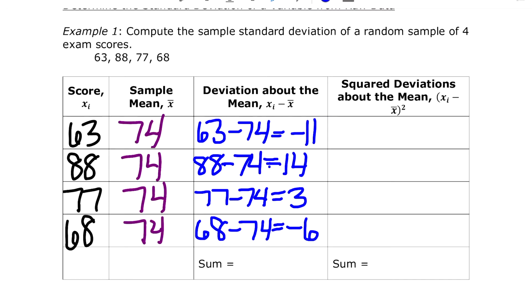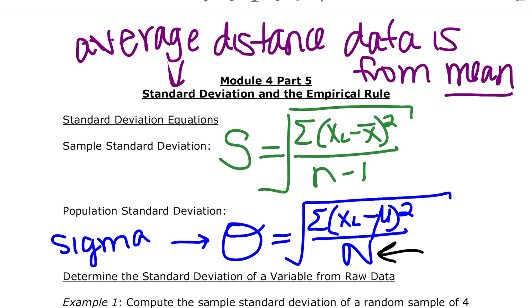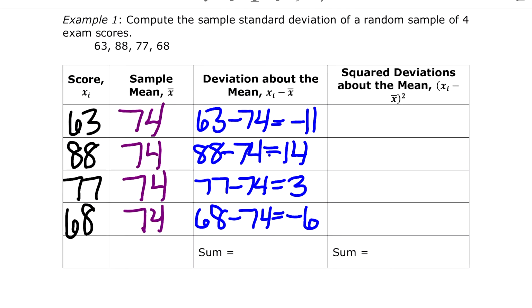All right, so remember up at the top, I said that a standard deviation is the average distance that our data is from the mean. So I found how far away each data value is from the mean. So wouldn't it make sense for me to just find the average now? Add up these four numbers, -11, 14, 3, and -6, and divide by 4. That's how we calculate an average, right? Well, go ahead and add up these numbers.